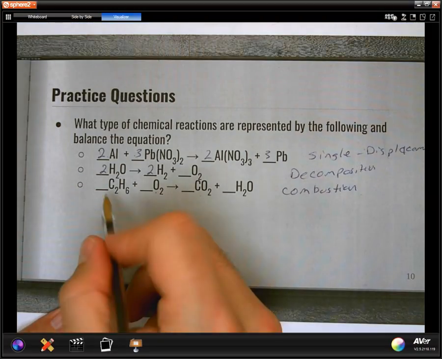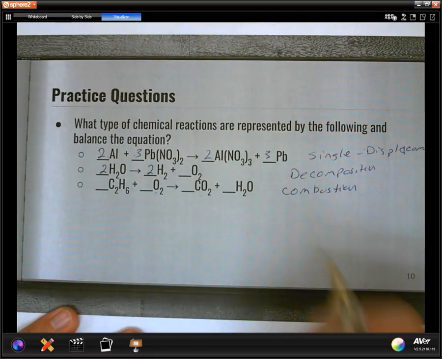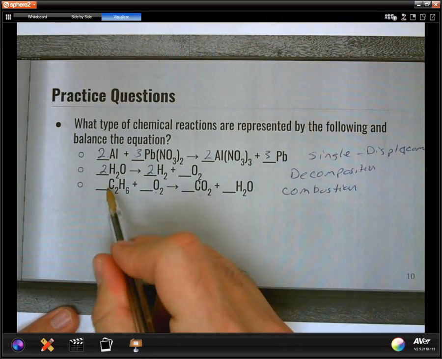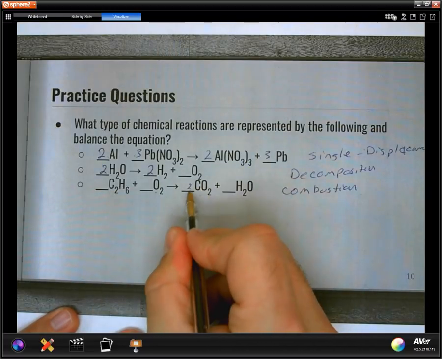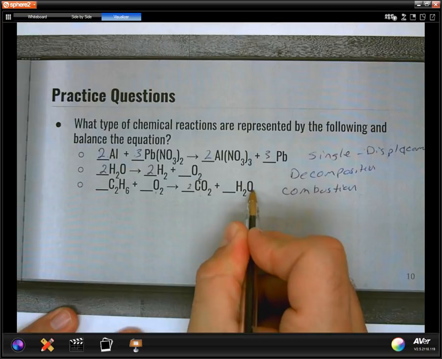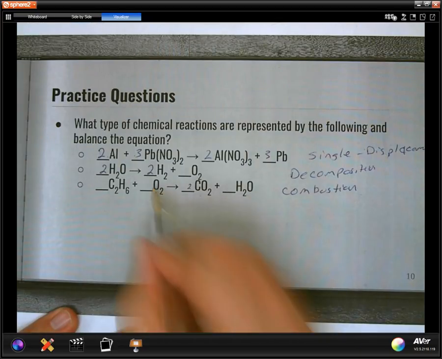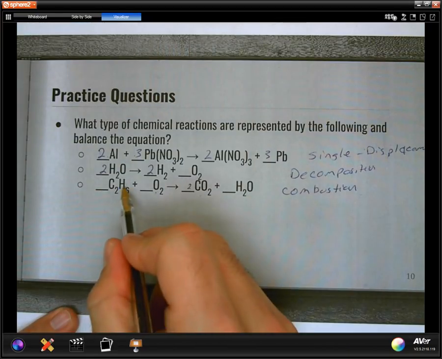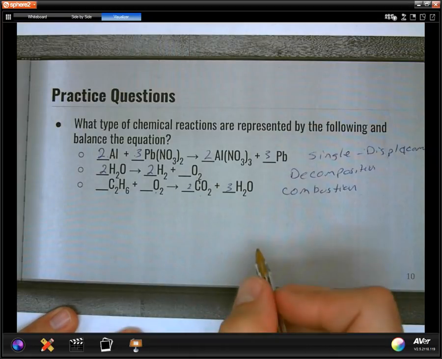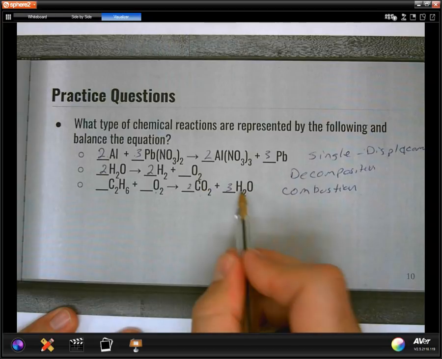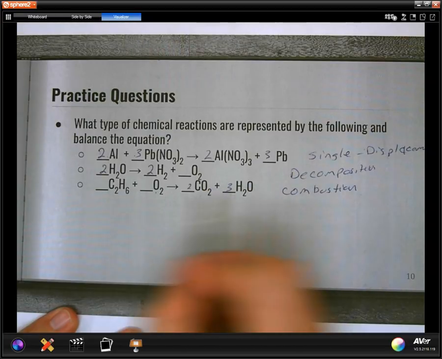The last guy here, start wherever you want. I'm going to pick carbon. Why not? 2 carbon. So I'm going to put a 2 here. I have 4 oxygen and 5 oxygen. I always said save oxygen for last. So let's look at our hydrogen. 6 hydrogen, 2 hydrogen. So I need a 3 here. Now let's look at my oxygen. 4 oxygen, 3 oxygens. Oh no, I have a problem.